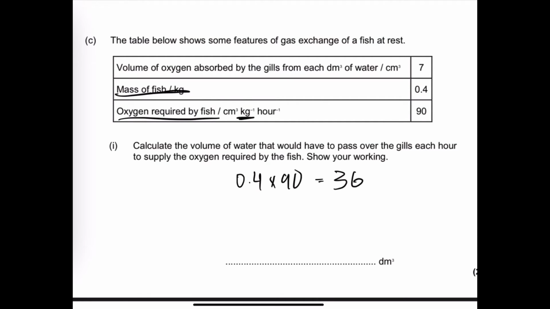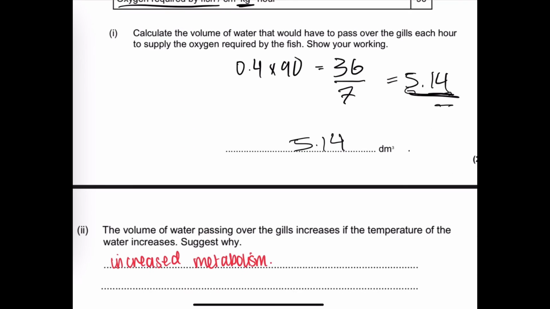36. And this is the volume absorbed of each water in centimeters. So that means you divide it by 7, which is 5.14, which is the answer. Always try to put it at least into 3 significant figures, 2 decimal places. So don't just round it to the whole number.